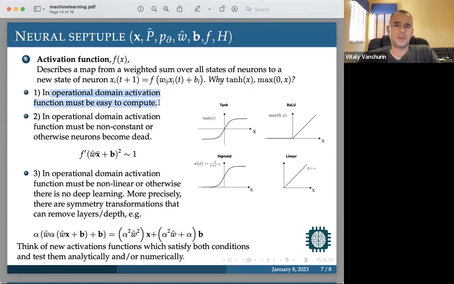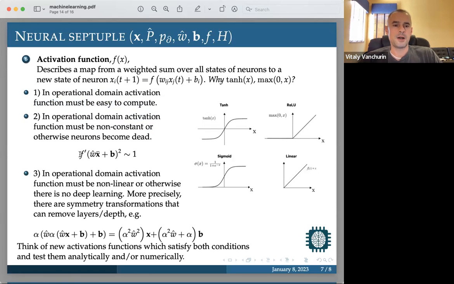One, the activation function has to be easy to compute. If it's a complex function to evaluate, this will slow down both evaluation and the backpropagation when you're doing the derivatives, right? When you backpropagate. So it has to be easy to compute. The second one, it has to be non-constant, because if it's a constant, then we just argued that it would correspond to a dead neuron and nothing interesting would happen.